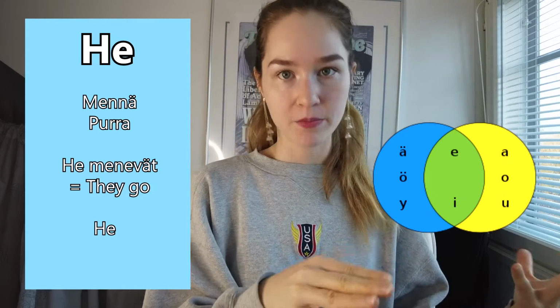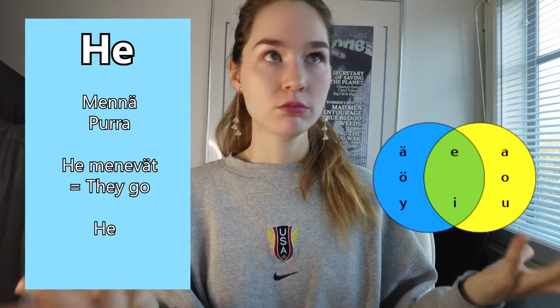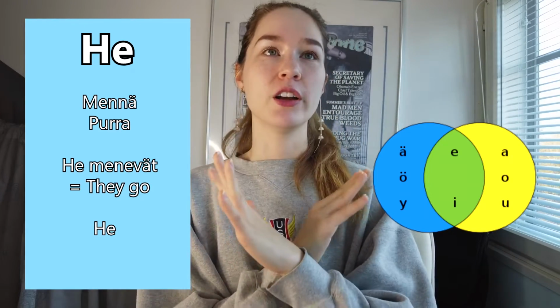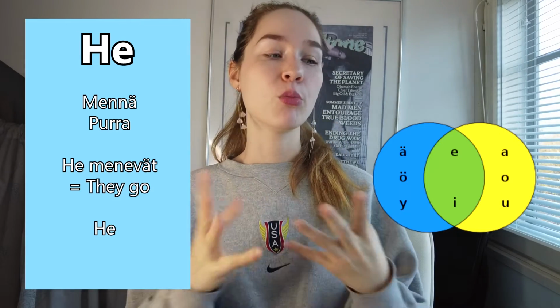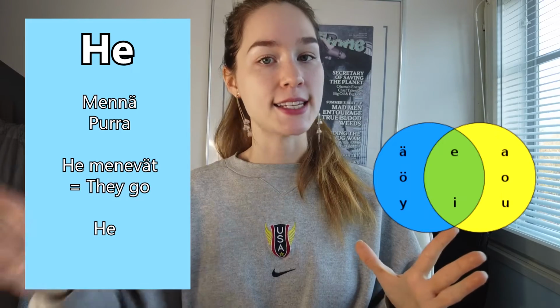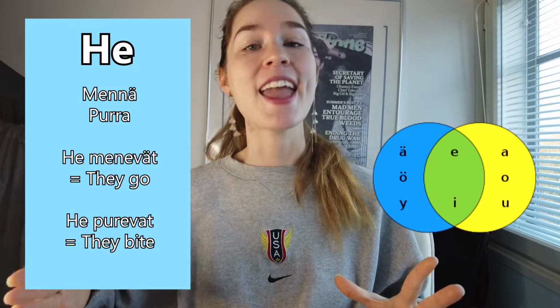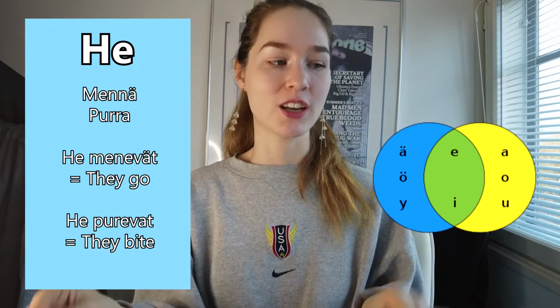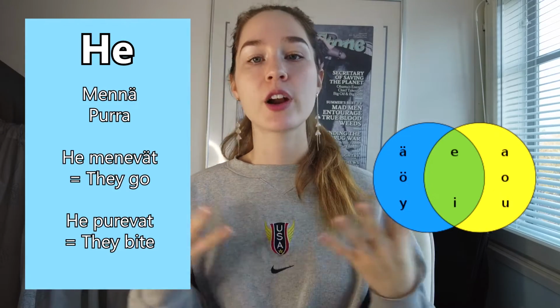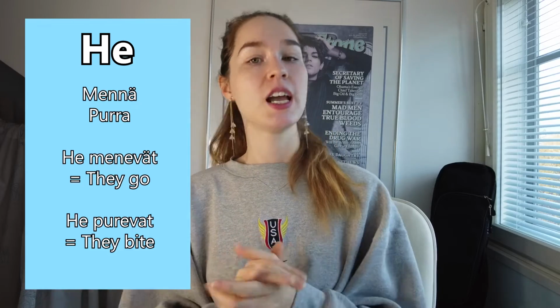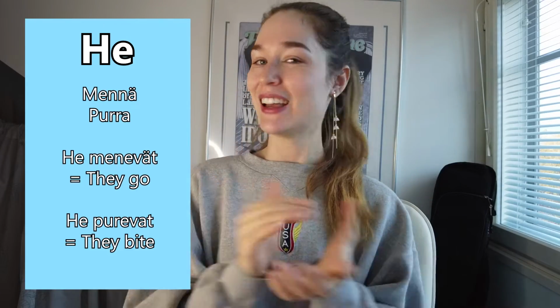And then for purra, we have a U there, which remember I said it belongs with the letter A. So U, by rule, doesn't belong in the same word as an Ä because it's hard to pronounce. So therefore, purra, take RA off, add E, and then we add VAT. Okay, A and U go together. So he purevat, they bite. He purevat. Okay, does that make sense?